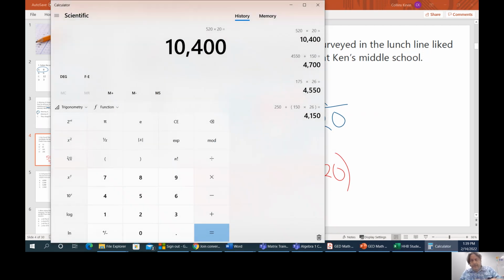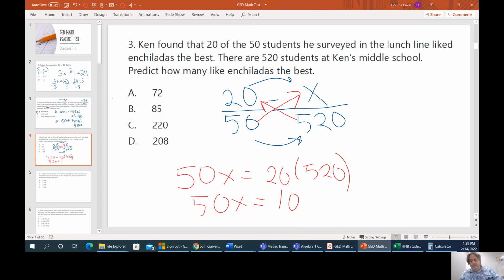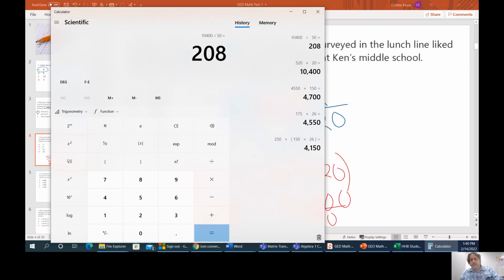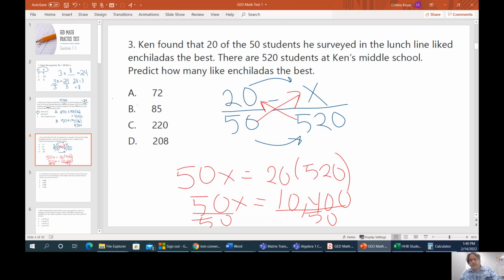Okay, so let's get him back out of here. So we got 10,400. And then remember what we do with algebra, we divide by the guy in front of the x. So we divide this 10,400 by 50. Calculator time again. So I'm going to divide him by 50. When we do that, we get a prediction of 208. So that's that guy right there.